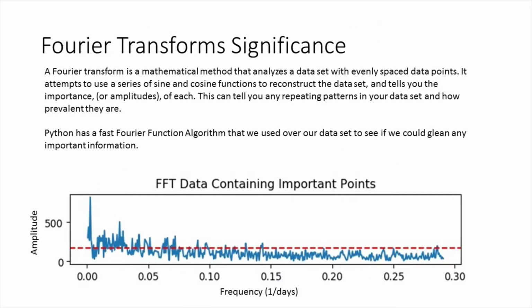All right, so how did we analyze this? First, we ran a Fourier transform over the data set. A Fourier transform is a mathematical method that analyzes a data set with evenly spaced data points, and it tries to reconstruct the previous graph you had just seen using sine and cosine functions. This can tell you any repeating patterns in your data and how prevalent they are. Python has a fast Fourier function algorithm, and we used that over our data set to see what information we can glean.